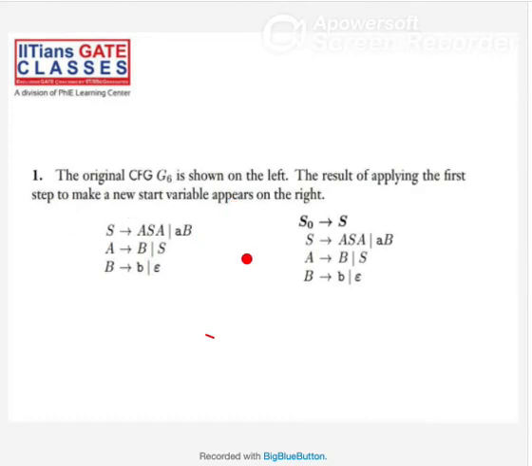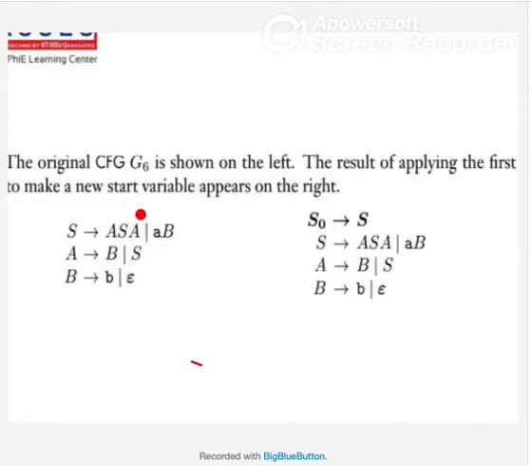Let's consider this example. This is your original grammar: S goes to ASA, AB, A goes to and so on. These are the things that you have. So first you will remove the null production. This is your first thing that you need to do. In this one example, we will see how to remove null production, how to remove unit production, how to remove useless symbols, and then how to convert into CNF. Everything we will see in this one example.